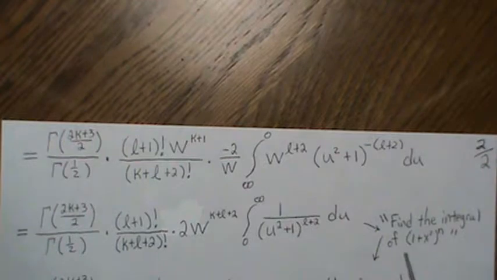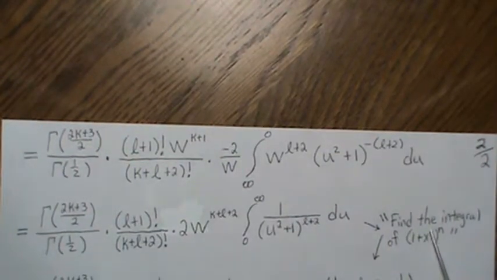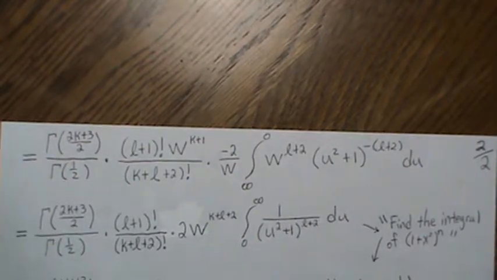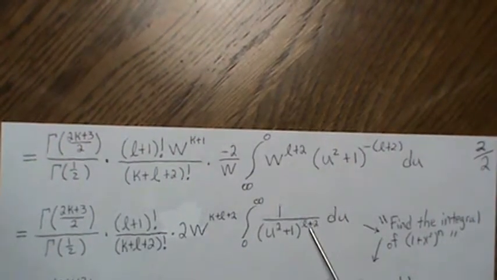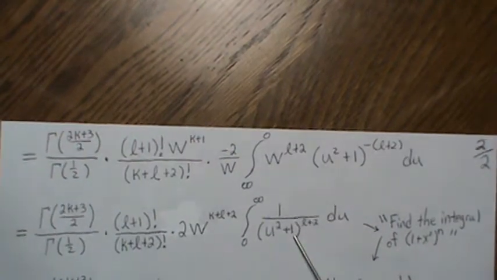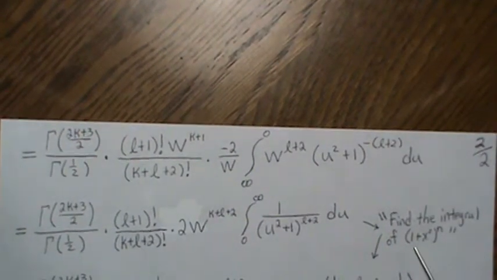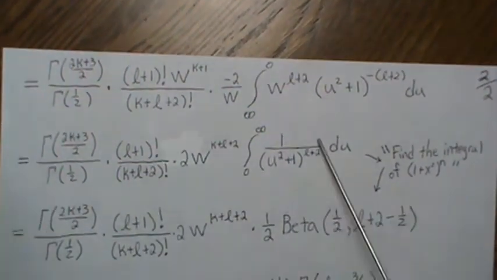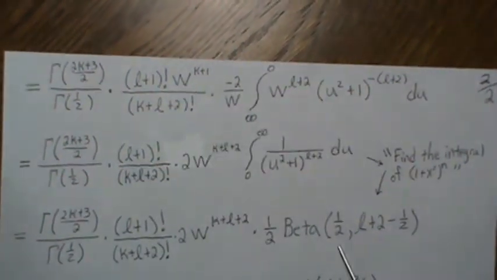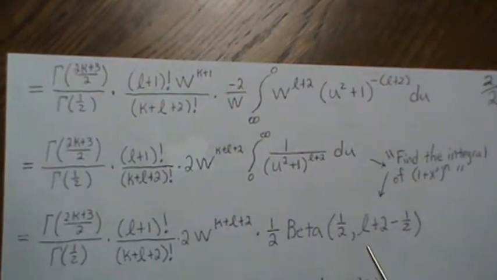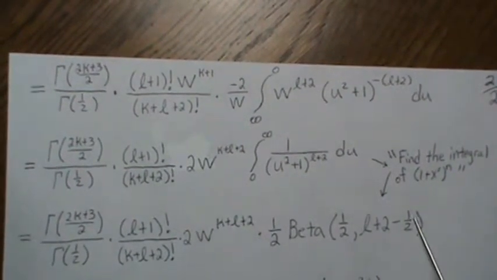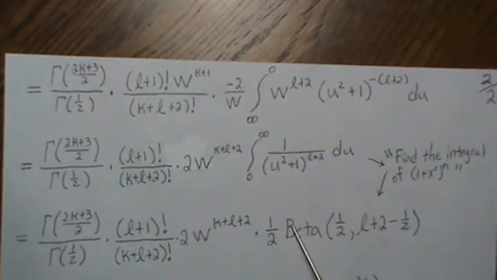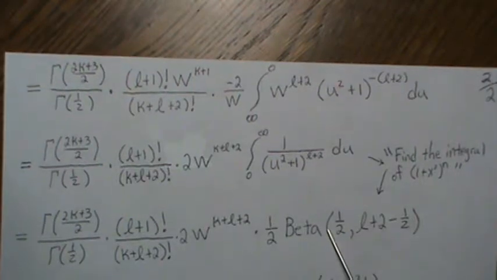And my last video I put out says find the integral of, you know, 1 plus x squared to the n, which is this integral here. So if you go to this video in my playlist called integration, you can find that this is 1/2 beta to the 1/2 l plus 2 minus 1/2. So we're going to plug this in.